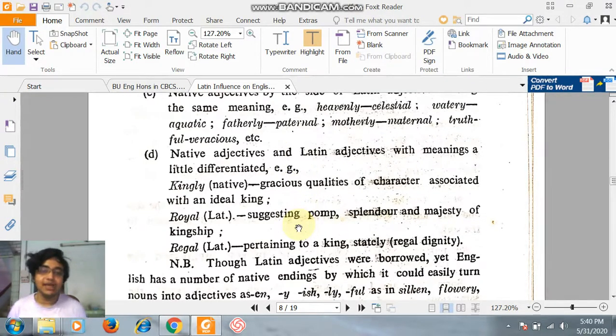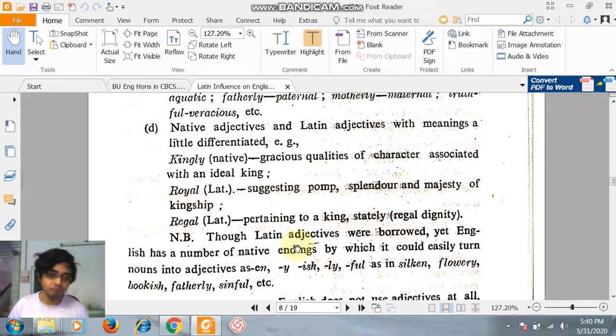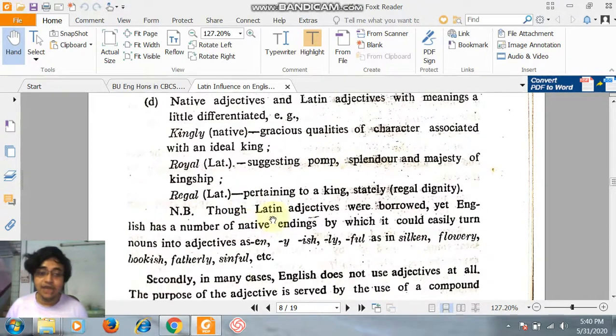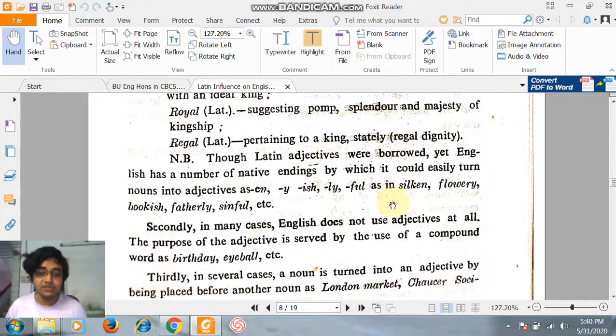Native adjectives and Latin adjectives with meanings a little differentiated. For example, kingly, native, means gracious qualities of the character associated with an ideal king. Royal, suggesting the pomp, the glory, the splendor and the majesty of the kingship. And regal, also a Latin adjective, means pertaining to a king or stately. It actually signifies regal dignity.